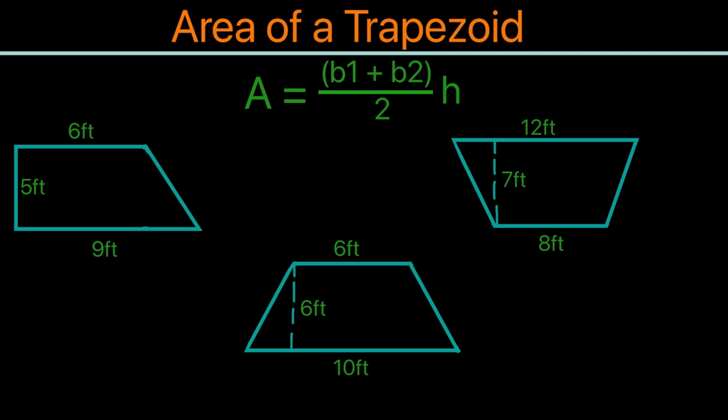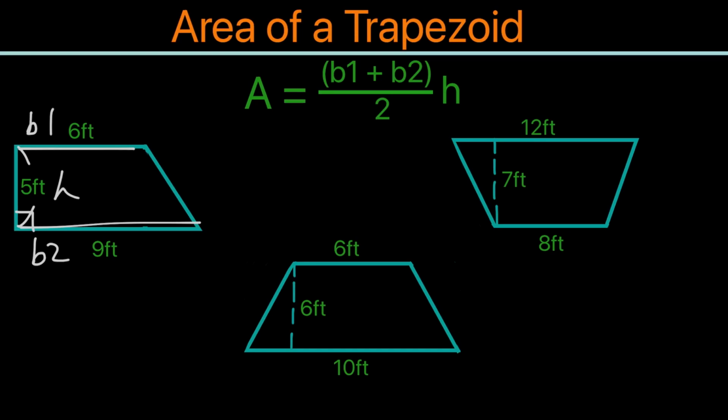For the first example on the left, we see the parallel sides are here and here. So that would make 6 feet base 1 and 9 feet base 2. The height here, which is perpendicular to base 2, and that would be the height.